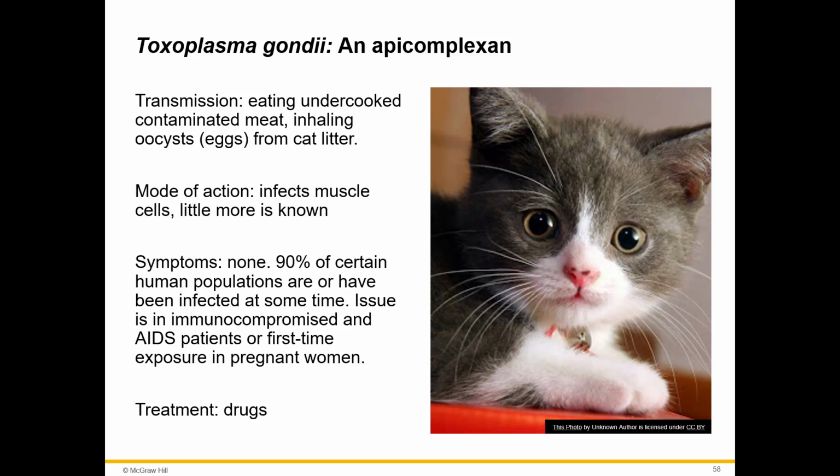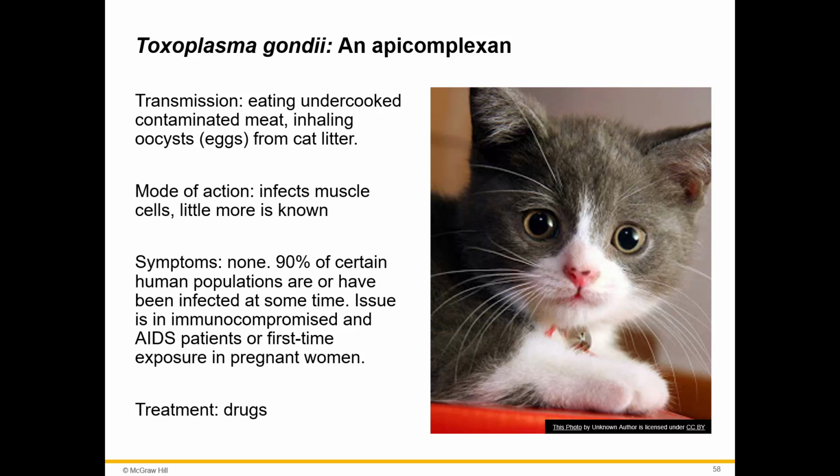It is a big deal, however, if you're pregnant. If you're pregnant and this is the first time that you've ever been exposed, those cysts can get into the tissues of your unborn baby, and it can cause major birth defects in the baby, deafness, and even miscarriage. So it's something that we want to avoid.